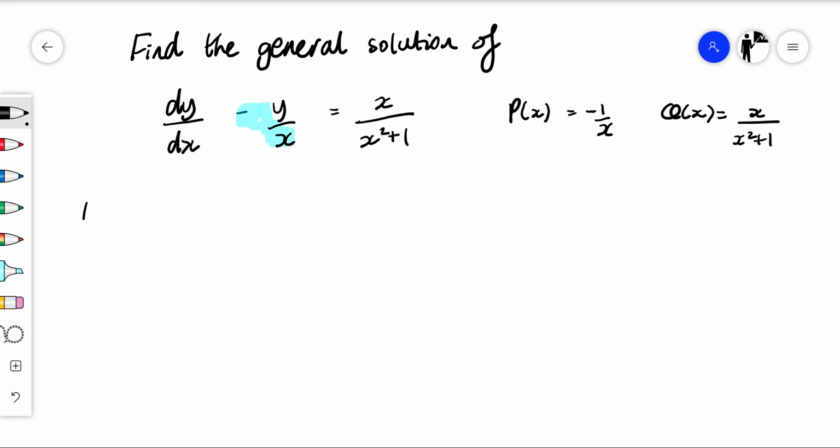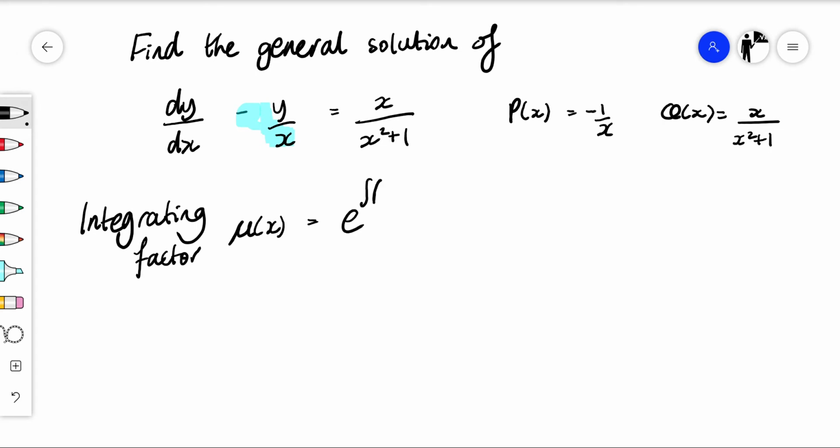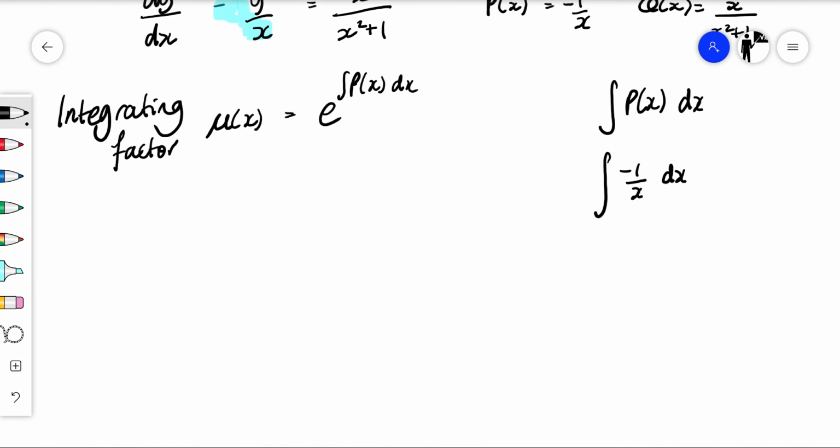Okay, so we want to find our integrating factor, mu of x, which is e to the power of the integral of p of x with respect to x. I like doing that at the side. That's going to become the integral of minus 1 over x with respect to x. So it's going to become minus log of x. Not going to put in the plus c there, we put it in a wee bit later.